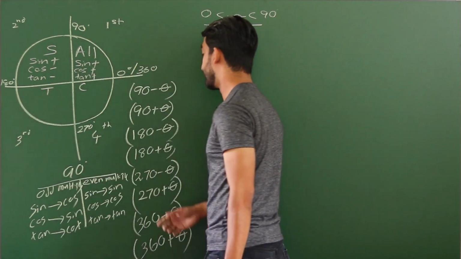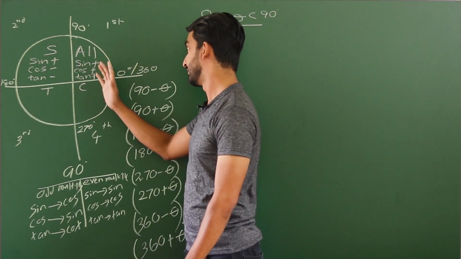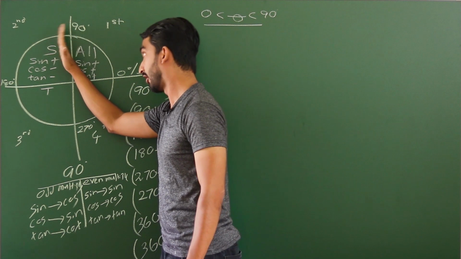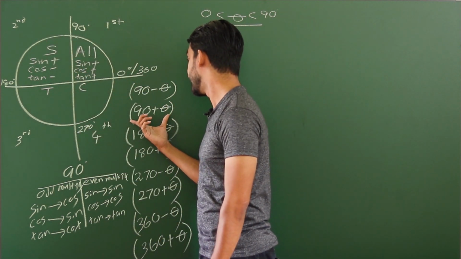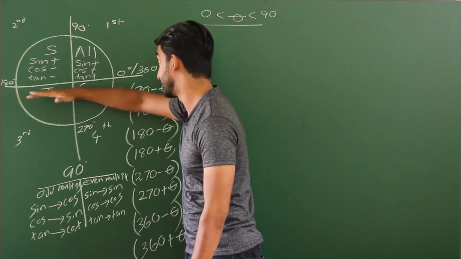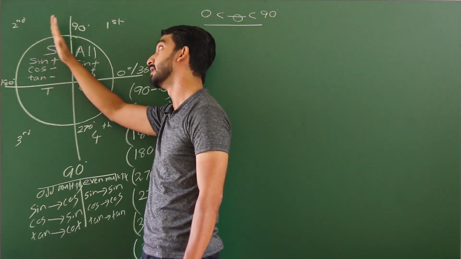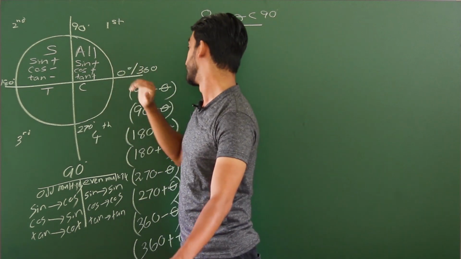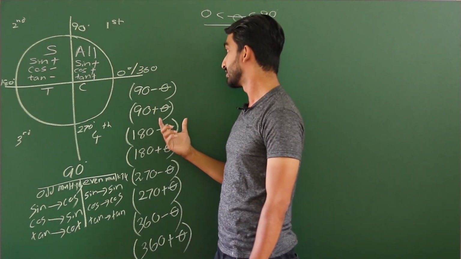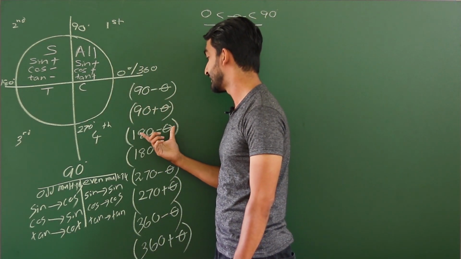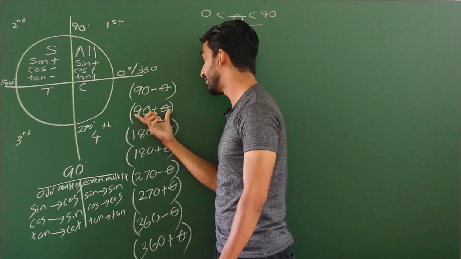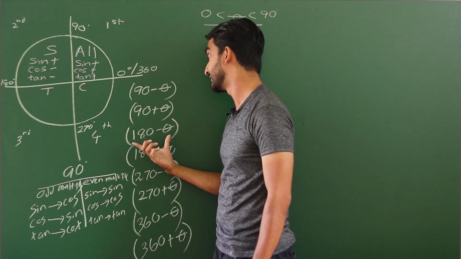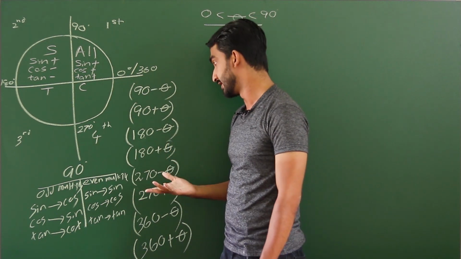So if you consider 90 plus theta, you come to 90 and go forward, so it is inside the second quadrant. If you consider the sine value of 90 plus theta or 180 minus theta, which comes to 180 and going back, it is still in the second quadrant. So if you consider the sine, cos, tan values of 90 plus theta and 180 minus theta, sine values will be positive, but cos and tan values will be negative.